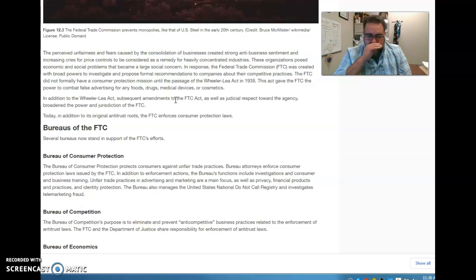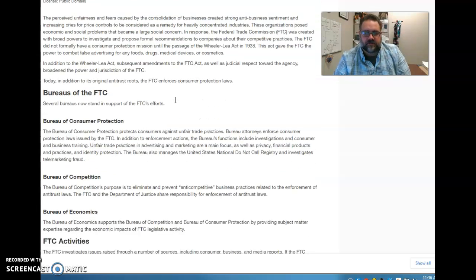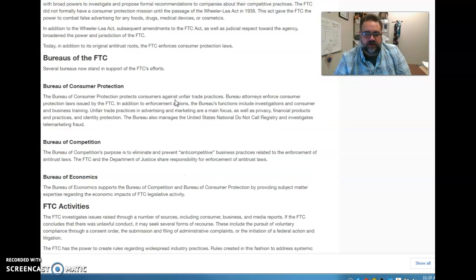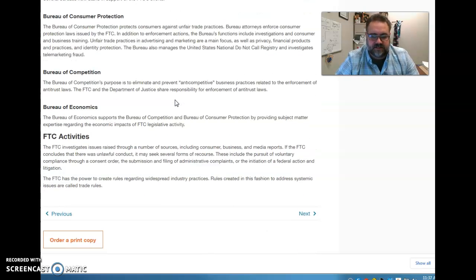And so, just going to talk a little bit about this, and then I expect you to go follow up and read. But bureaus of the FTC, there are separate bureaus under the FTC umbrella: the Bureau of Consumer Protection, the Bureau of Competition, the Bureau of Economics, and the FTC activities.